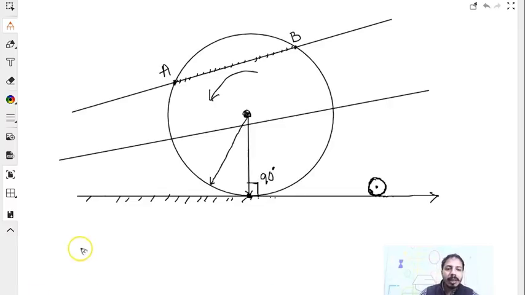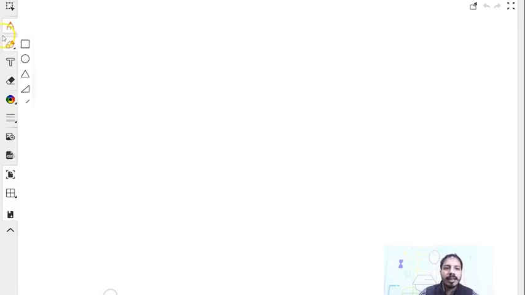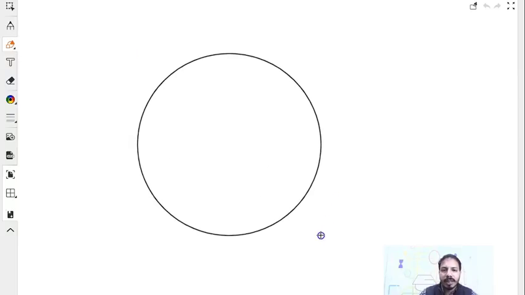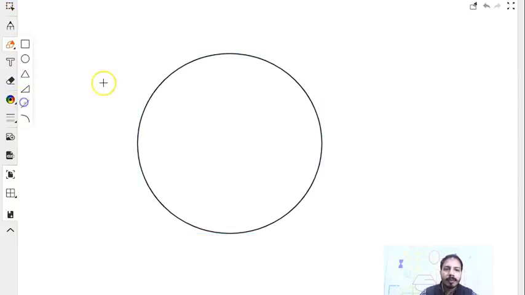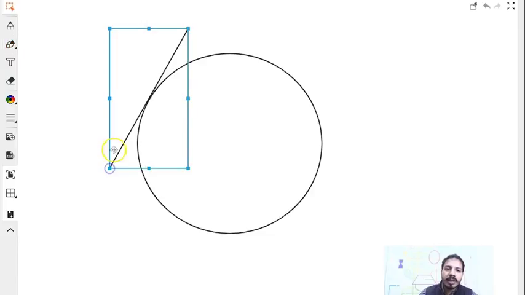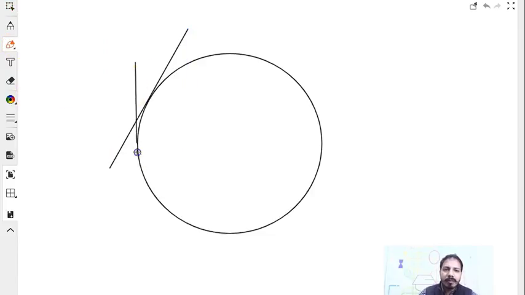Similarly, a circle can have an infinite number of tangents. But at one point, I will have one and only one tangent. I can have lots of tangents, infinite tangents, but at one point I'll have only one tangent. This is very important.